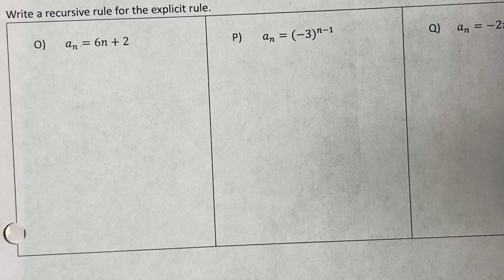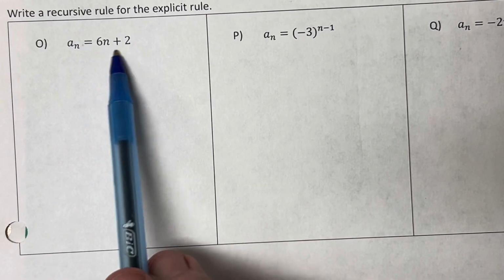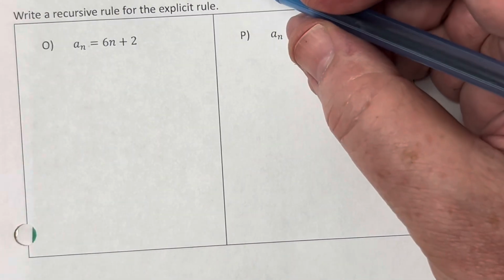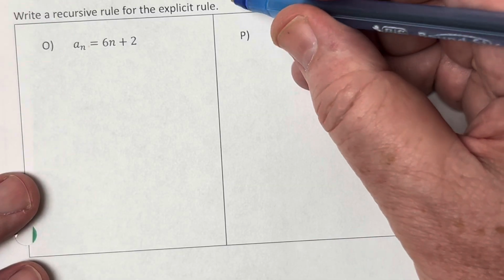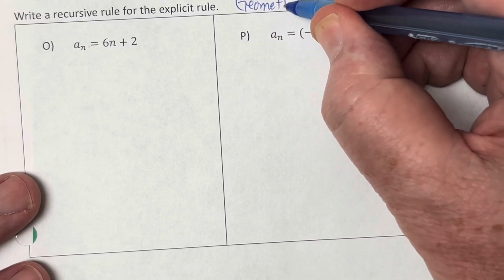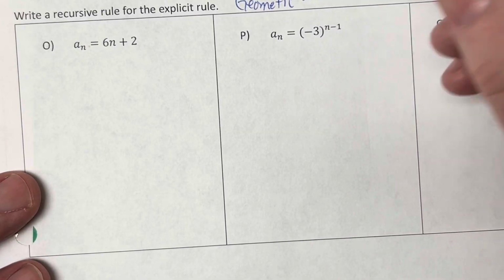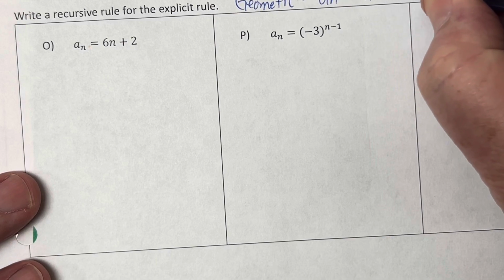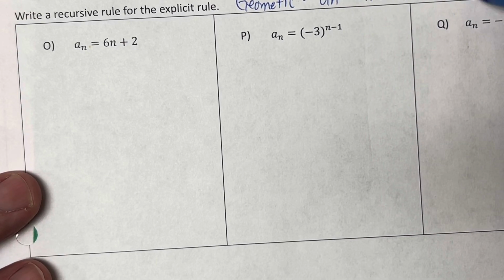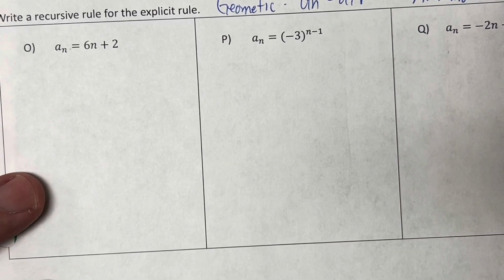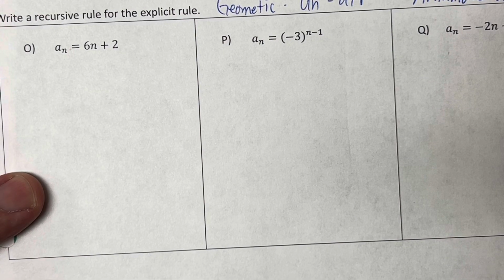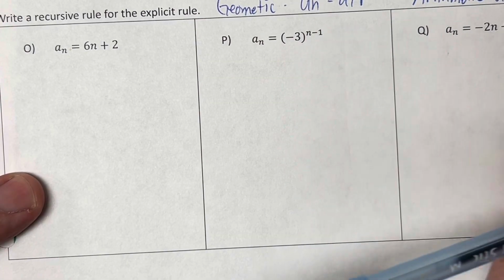All right, O, P, and Q. Now they're giving you the recursive rule, and you want to write the explicit rule. So for geometric, the explicit rule is an equals a1 times r to the n minus 1. For arithmetic, that is an equals a1 plus n minus 1 times d. All right, so that's the explicit.